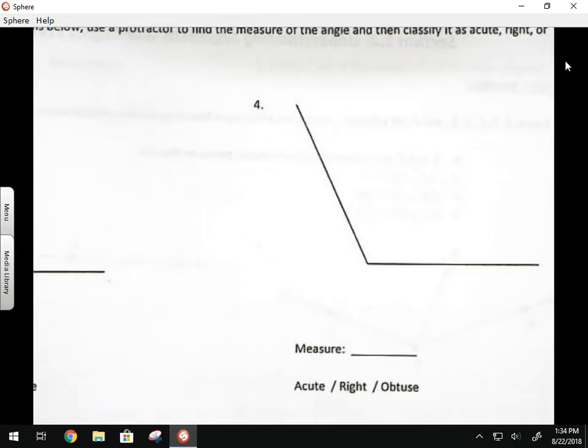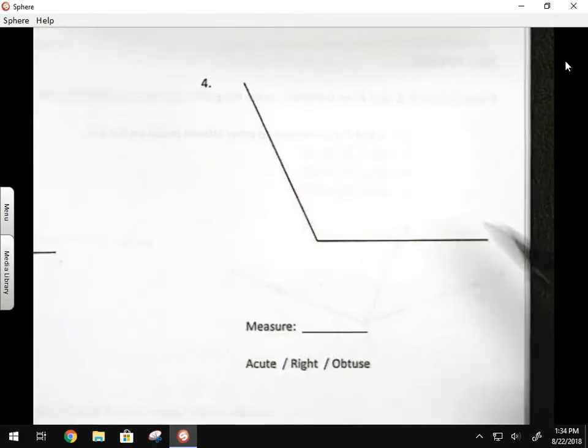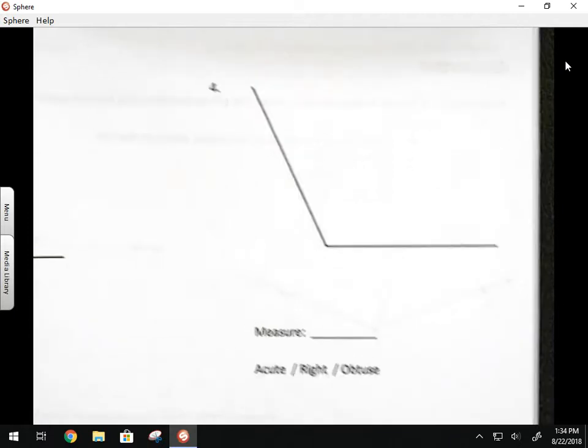Okay, then we can do the same thing for question number 4. I want you guys on your own to use your protractor, measure it, and tell me whether it's acute, right, or obtuse. All right.